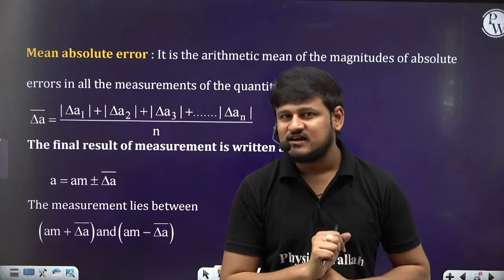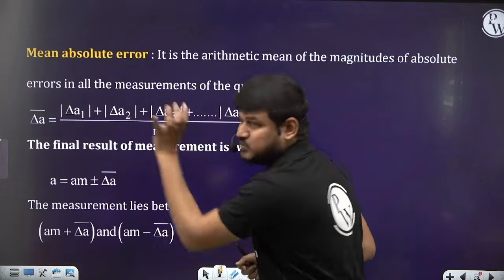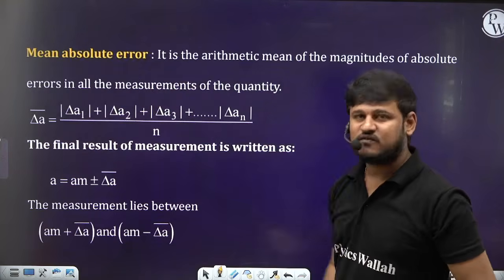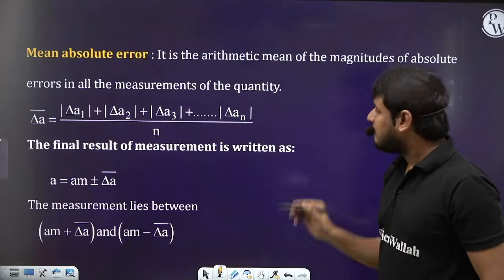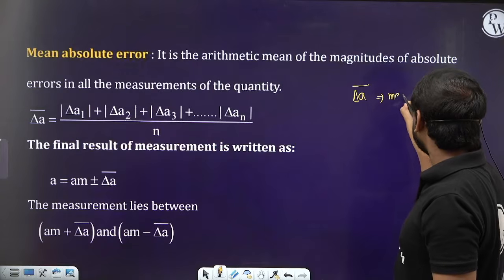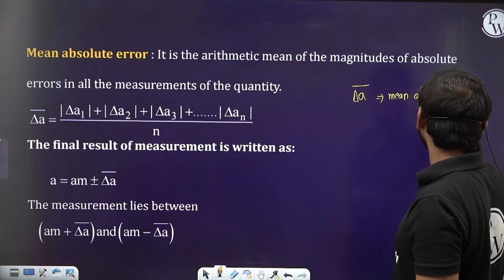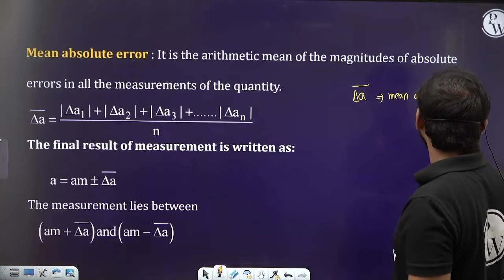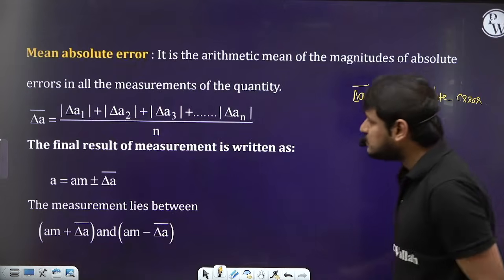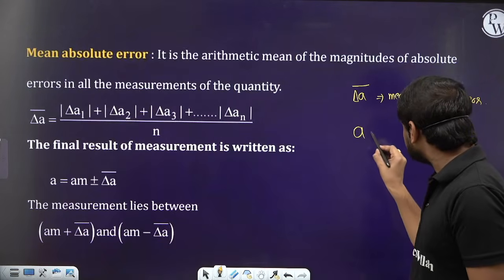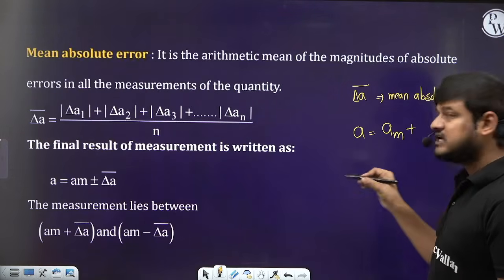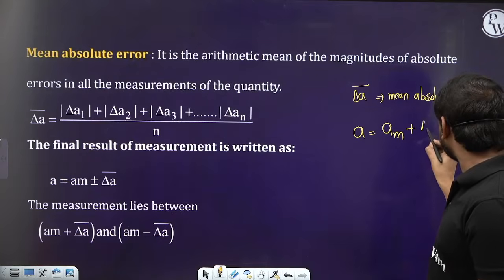So now how do you get the mean absolute error? Just student 1 error, student 2 error, till student 20 error, divided by 20. So this is called the mean absolute error. Delta A is the mean absolute error. Just remember to understand the terms properly. The final result of the measured value is written as: the true value plus or minus the mean absolute error.